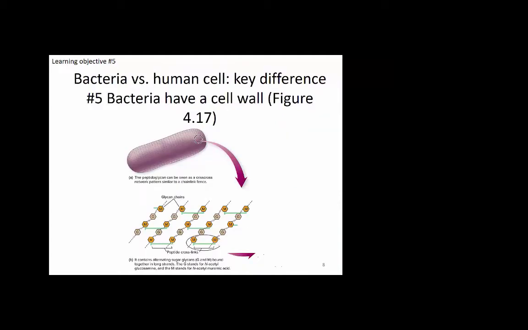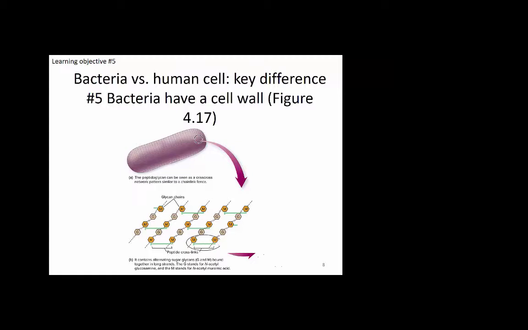The last key difference between bacteria and human cells is that bacteria have a cell wall, and this cell wall is made of a molecule called peptidoglycan. Human cells do not have a cell wall.